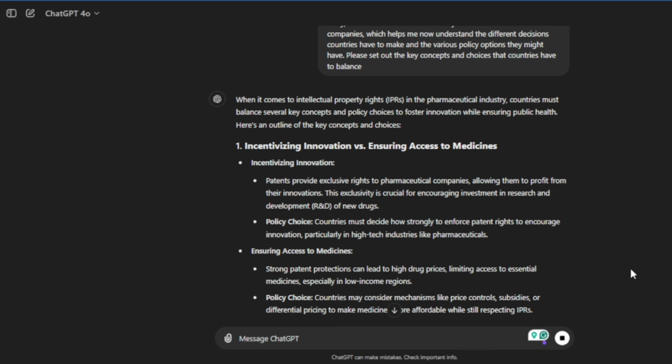So it thinks we're still talking about the pharmaceutical industry. Here, what it's done, it's set out that there's a balance to be made between incentivizing innovation and ensuring that people have access to medicines. So if you give too long of a patent, for instance, that allows a particular company to put up the price of a drug, which reduces the access to medicine. So countries have to balance those two things.